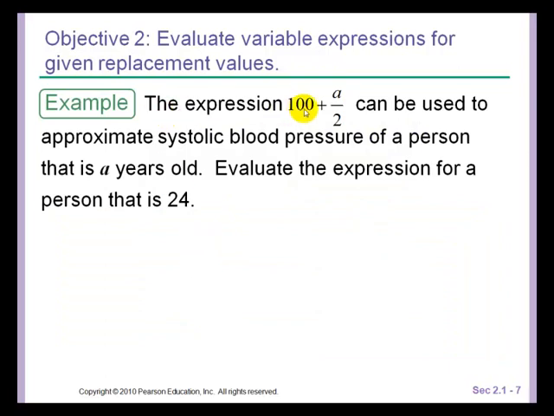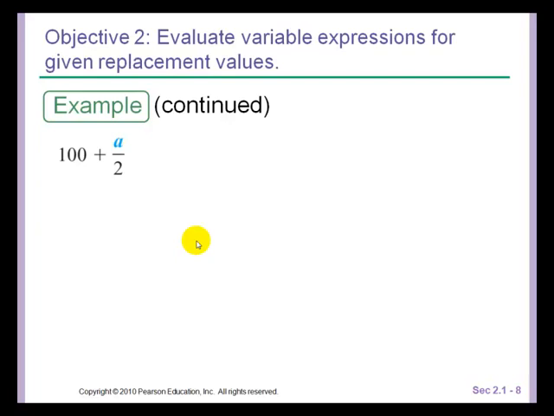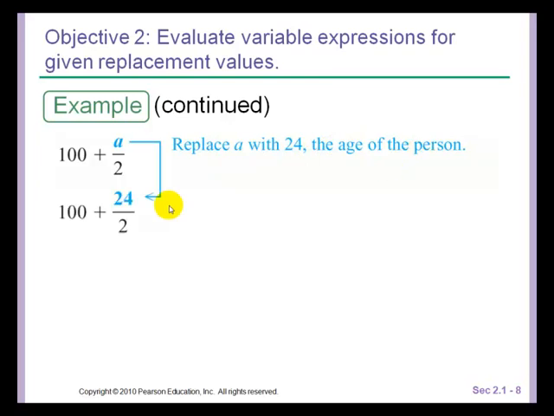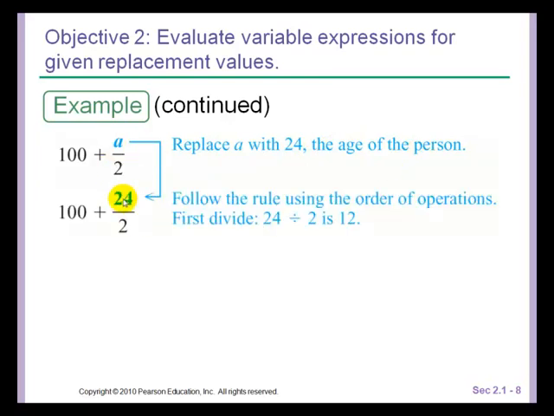The expression 100 plus a divided by 2 can be used to approximate systolic blood pressure of a person that is a years old. Evaluate the expression for a person that is 24. The expression was 100 plus a divided by 2. We're replacing a with 24 because that is the age of the person. Let's replace the a with the 24.